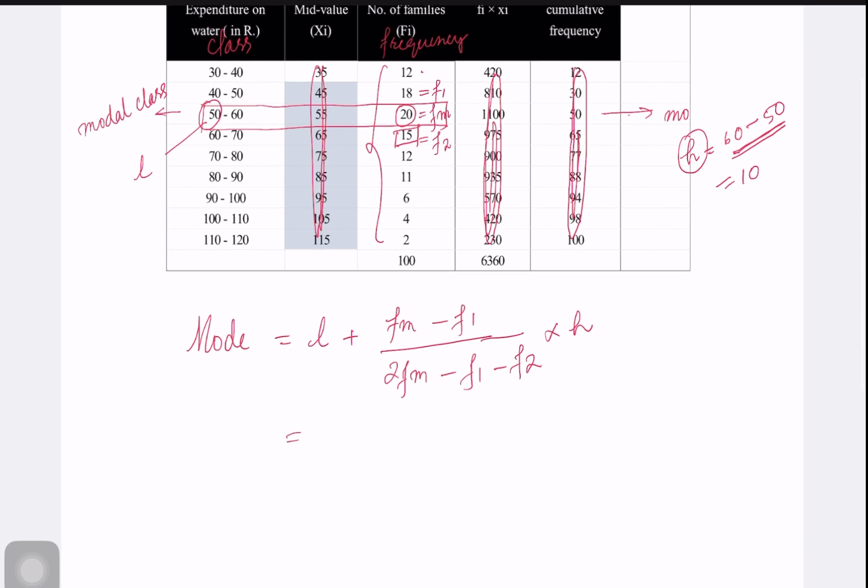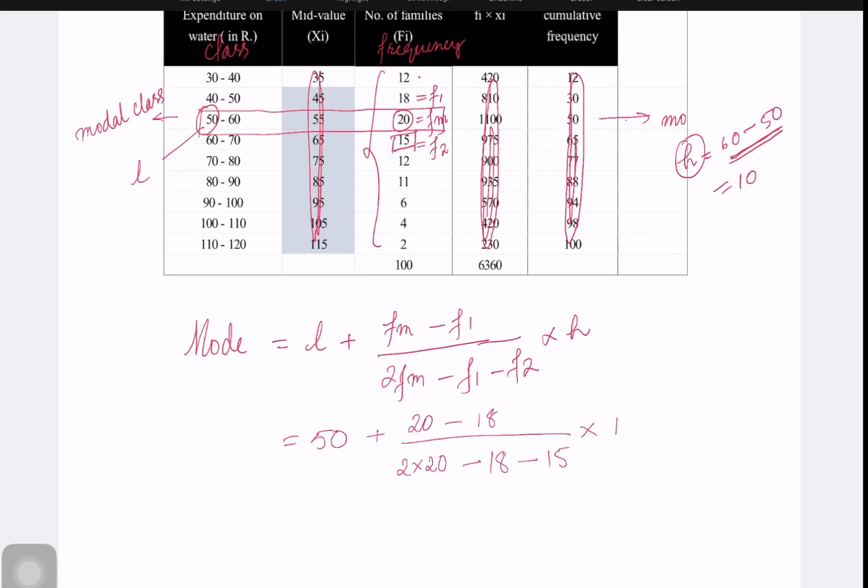L equal to how much? L is 50, the lower class limit, plus what is our Fm? 20 minus what is our F1? 18 according to the table. Now, what is our twice Fm? Twice Fm means the frequency of the modal class, 2 into 20, minus F1 which is 18. What is our F2? 15, into 10. So this is how we got the formula.